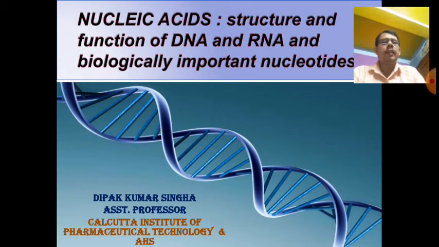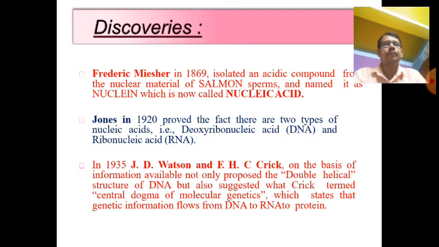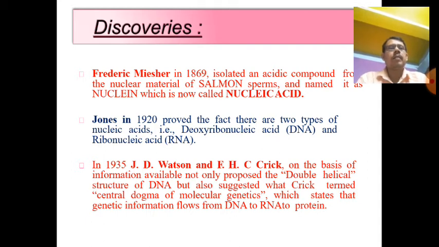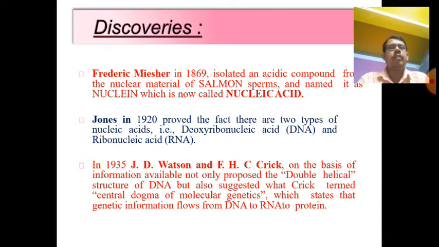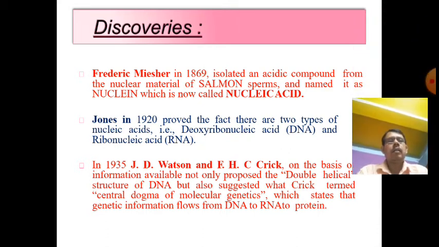Today we start with the nucleic acid and the basic structure of DNA. The discoveries we discussed in the first class: Friedrich Miescher, in 1868, discovered a nucleic acid component from the nuclear material of salmon sperm, and named it nuclein, which is now called nucleic acid. And in 1920 it was proved that there are two types of nucleic acid, deoxyribonucleic acid, DNA, and ribonucleic acid, RNA.